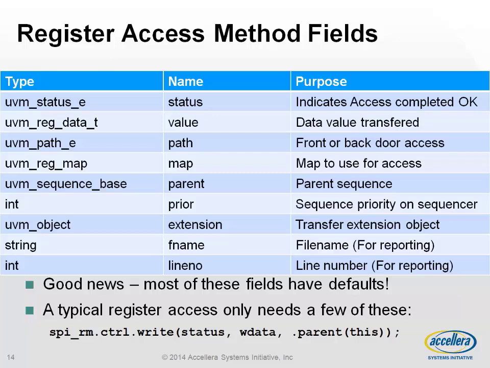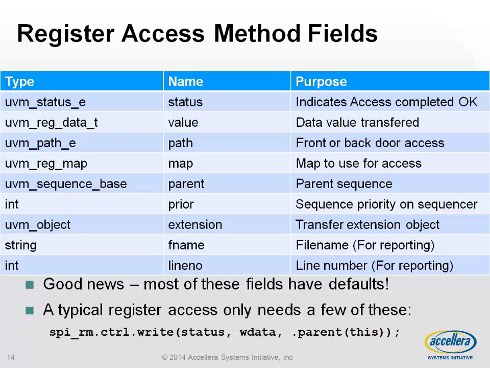So a typical register access looks like this on the bottom here. So we have the register model dot register, the control register dot write. We pass in the status object so we can see what happened, the data that we're going to actually send, and the parent, which is this. Notice status and data are the first two fields. The parent field is a little bit further down.